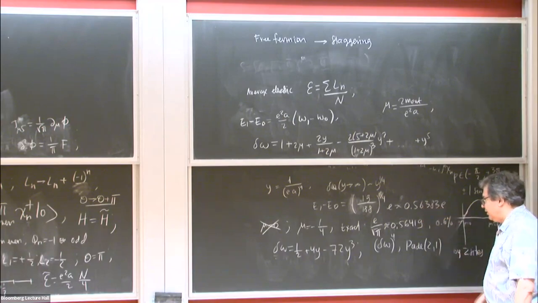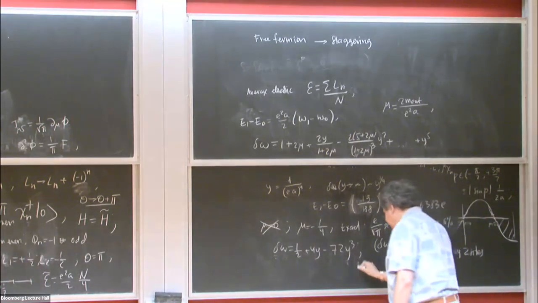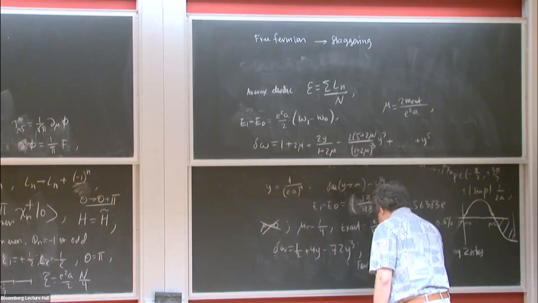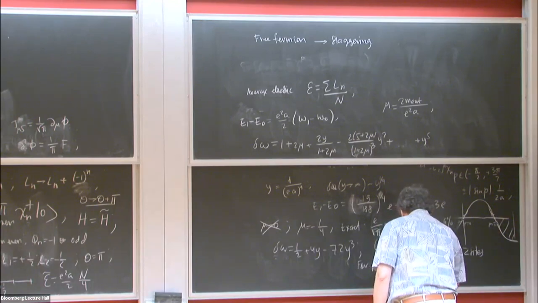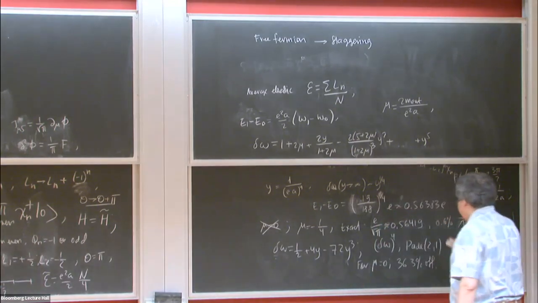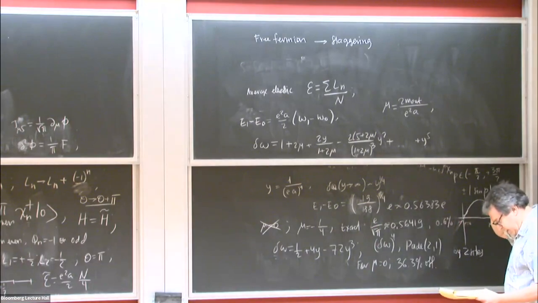I just for fun redid exactly the same calculation with mu equals zero. For mu equals zero, I got 36.3% off. Maybe the precision here is a bit of a fluke, but let's just say.